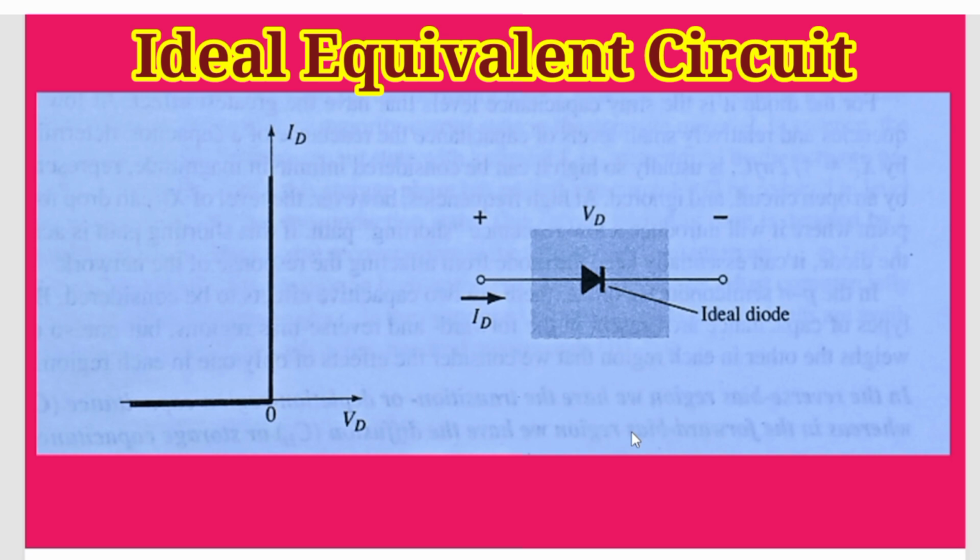Next one is the ideal equivalent circuit. Now that R average has been removed from the equivalent circuit, let us take the analysis a step further and establish that a 0.7 volt level can often be ignored in comparison to the applied voltage level. In this case, the equivalent circuit will be reduced to that of an ideal diode as shown here with its characteristics.